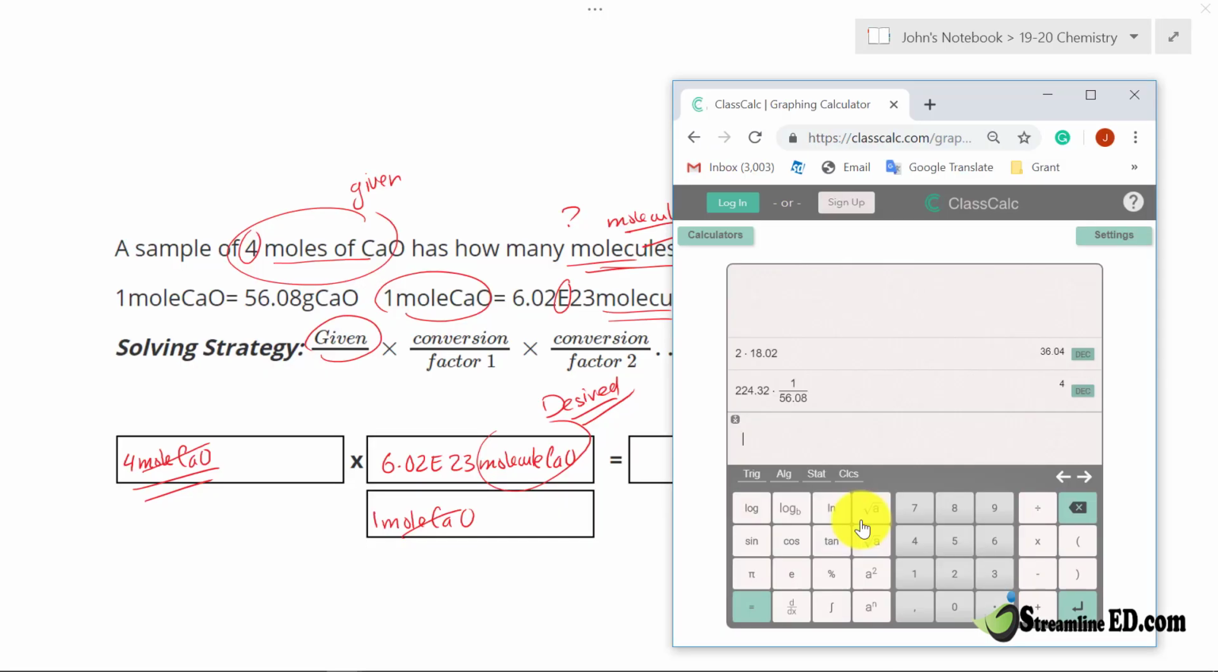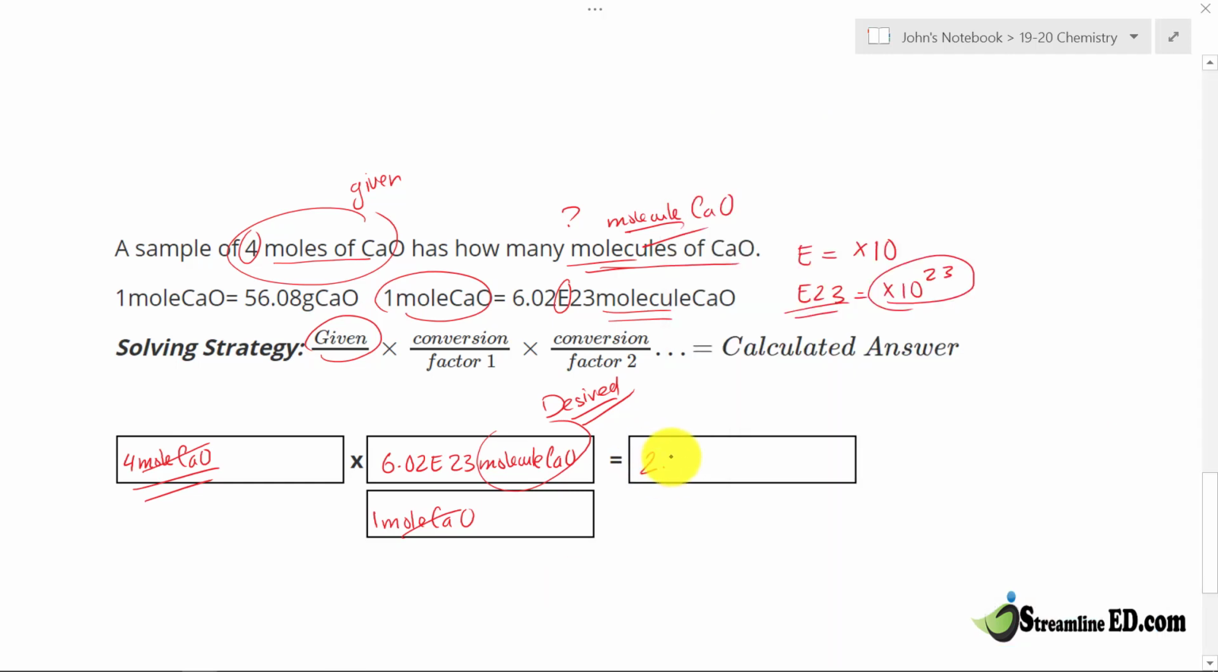So we have 6.02. And the way to do E on this calculator, you have to put capital E, which is Shift E, and 23. Notice how it changed to that format for you, right? And multiply by 4. What do we have? We have 2.408 times 10 to the 24th. So again, we're going to replace this with E. So we have 2.41 because we need to round to 2 decimal places. So we have 2.41 E24. Remember this part right here is basically times 10 to the 24 power. And that is molecules of CaO.